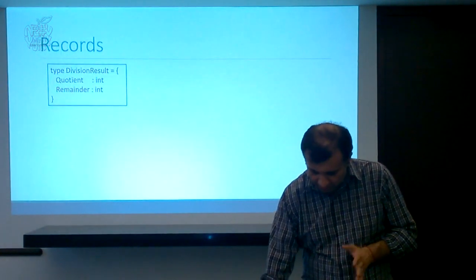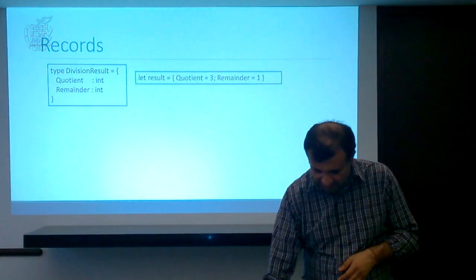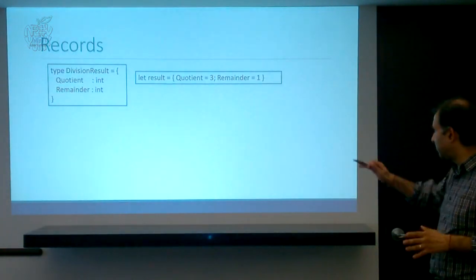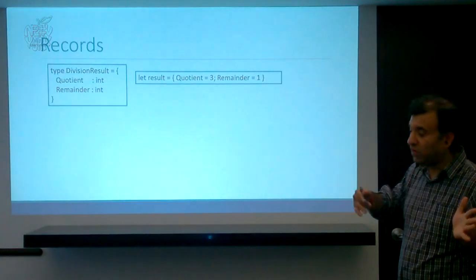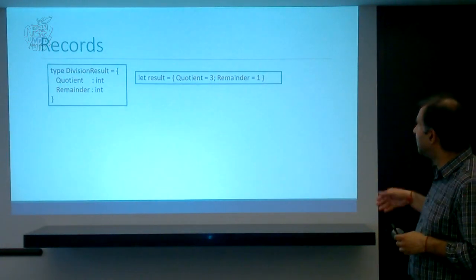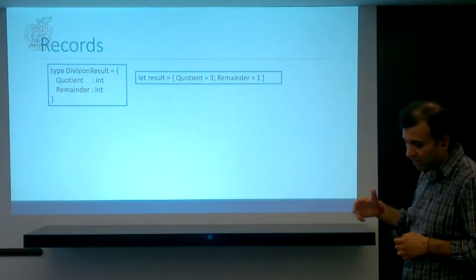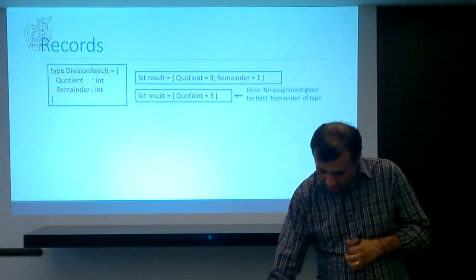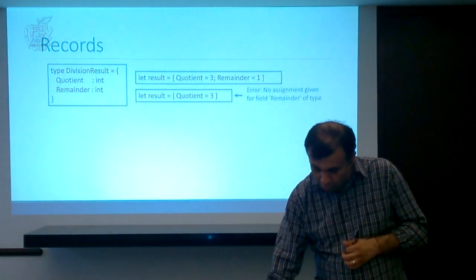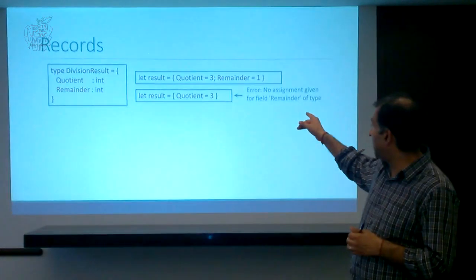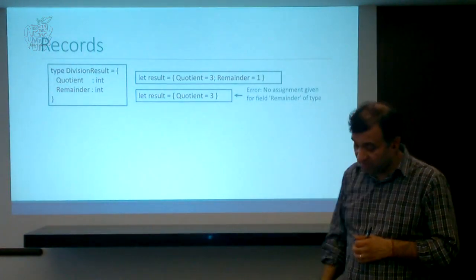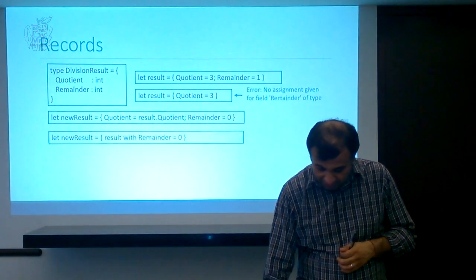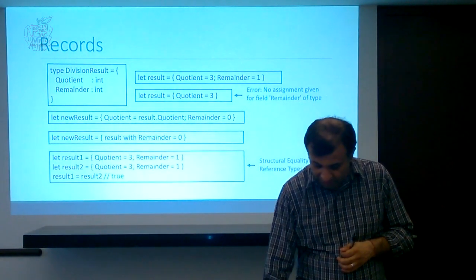Okay. Records, the C# syntax, the corresponding F# syntax. So a record is pretty much what a C++ or C struct is. You have data stored, and you have a field giving a name to that kind of data. So you cannot have this, because it requires both quotient and remainder, which you haven't supplied. The F# compiler says this is a problem. You could have something like a new result. These are ways of declaring it.